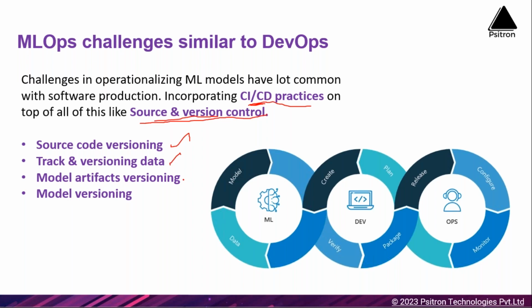Then comes model artifacts and model versioning. Consider that you have 2 versions of data, 3 versions of data, then you're going to have 3 versions of your ML model. We have to version all these ML models. This is where model registries come into the picture. So similarly, there are multiple tools.